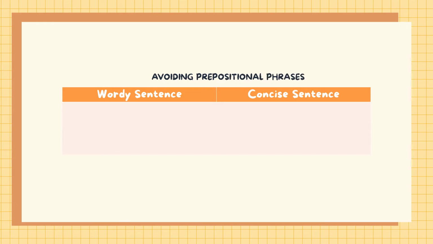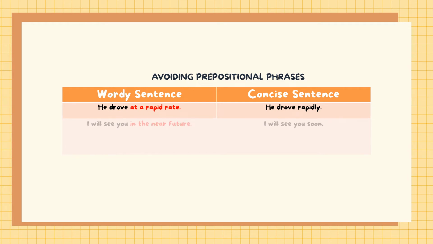In technical writing, we should also avoid prepositional phrases as much as possible because they create wordy sentences. Try to consider these following examples. Instead of saying he drove at a rapid rate, we can just simply say he drove rapidly. So instead of using the prepositional phrase at a rapid rate, we can just use a single adverb, which is rapidly, to make it simpler.